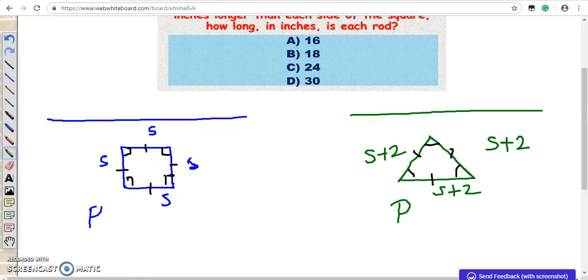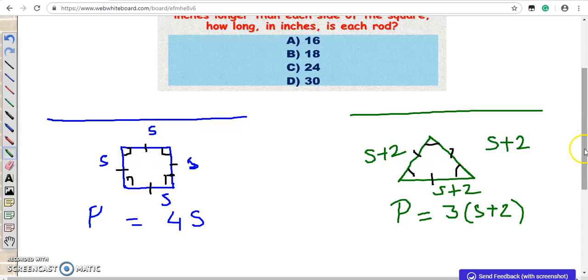So now I can find the perimeter. I just need to add them up. I will have to add s plus s plus s plus s, which I can write as 4 times s. So that is the perimeter of the square. And what is the perimeter of the triangle? Let me choose green. That will be 3 times (s plus 2). So we are adding s plus 2 plus s plus 2 plus s plus 2.